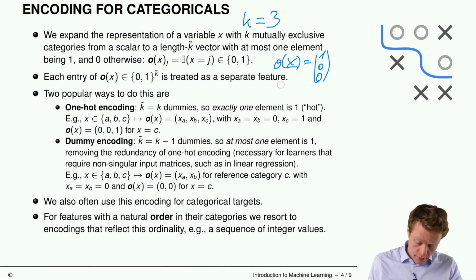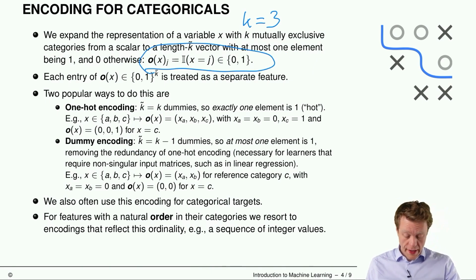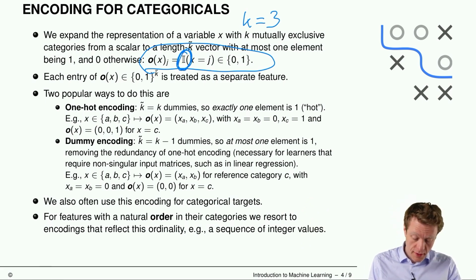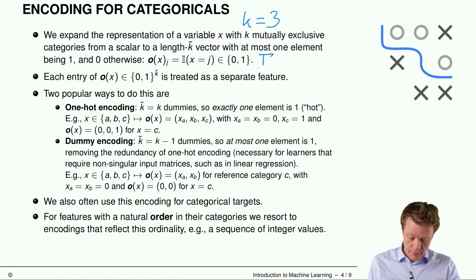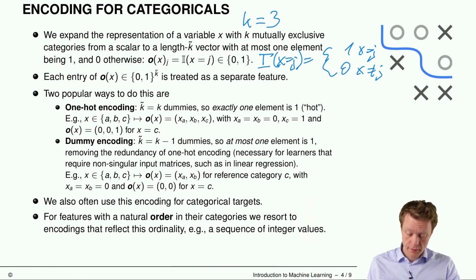Okay, let's clean this up first. This here is the notation of O_x,j, which means j is the jth category. This is an indicator function I, which is always 1 if x is j and 0 otherwise. So we could also say this I of x equals j is either 1 if x is j, or 0 if x is not j.